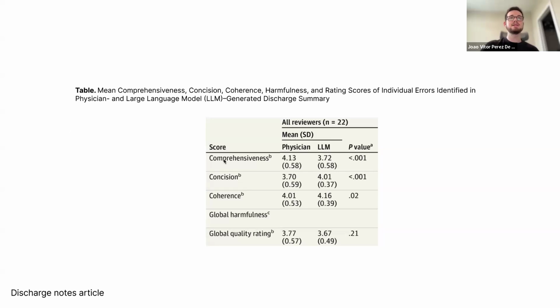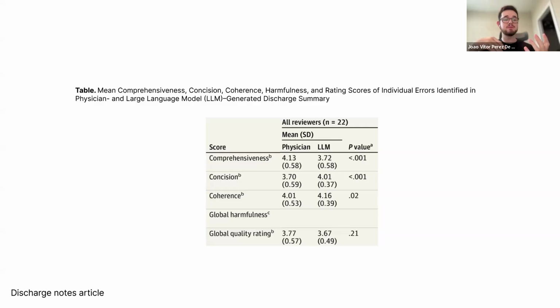And they evaluated things like comprehensiveness, concision, coherence, global harmfulness, and global quality rating. These ratings were done by other physicians, by other healthcare professionals. We actually had nurses, hospitalists, different levels, different professionals doing the rating, to see if the rating changed based on profession as well. But essentially, they would rate these summaries blindly.